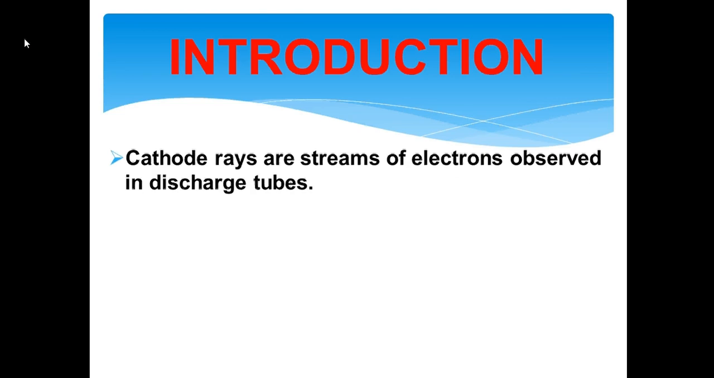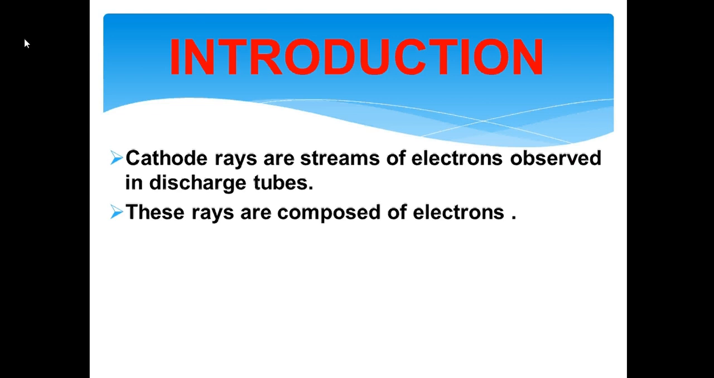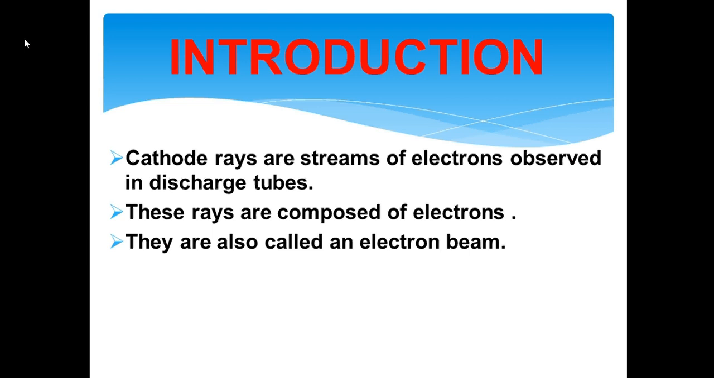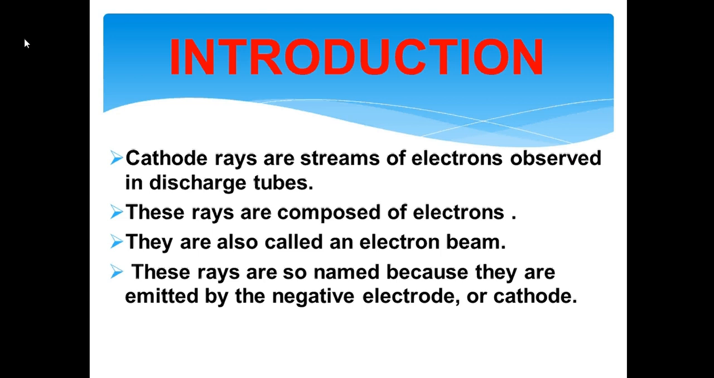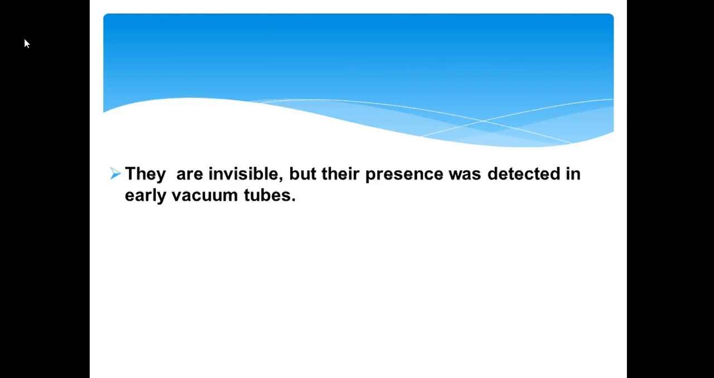Cathode rays are stream of electrons observed in discharge tubes. These rays are composed of electrons. They are also called an electron beam. These rays are so named because they are emitted by the negative electrode or cathode. They are invisible, but their presence was detected in early vacuum tubes.